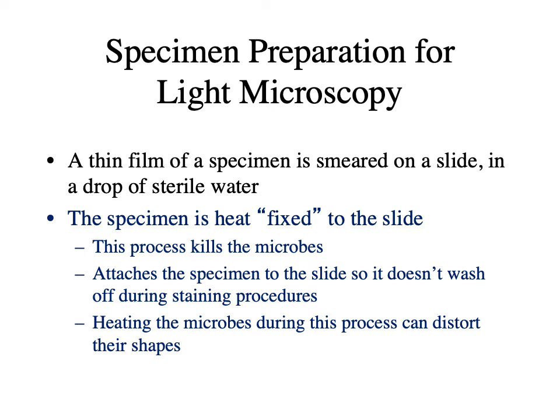After it's completely dry, you will pass it through the Bunsen burner flame just a couple of times, and this will heat fix the slide. This will kill the microbes and help them to attach to the slide so it doesn't wash off in the rinsing, the staining, the decolorizing, through all of the procedures that you are going to do with that slide. Unfortunately, heating the slide and helping to heat fix the microbes to the slide distorts them a little, and so it isn't the absolute true morphology, because it's a little bit distorted.